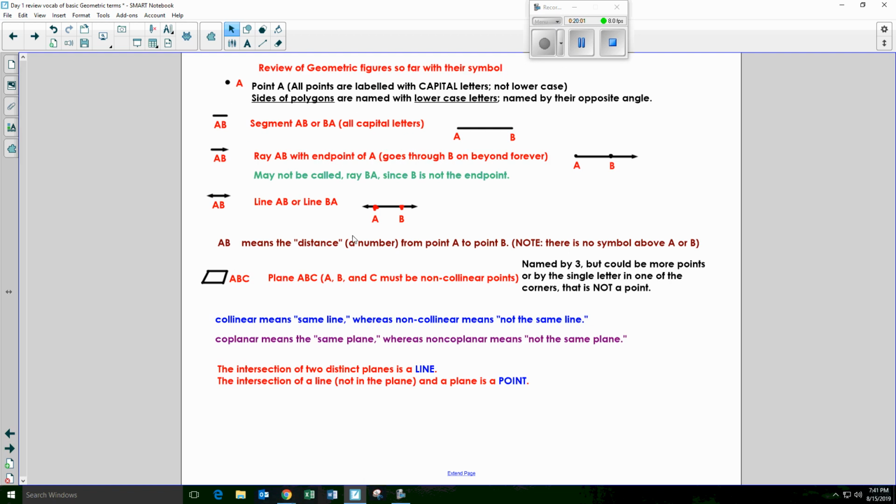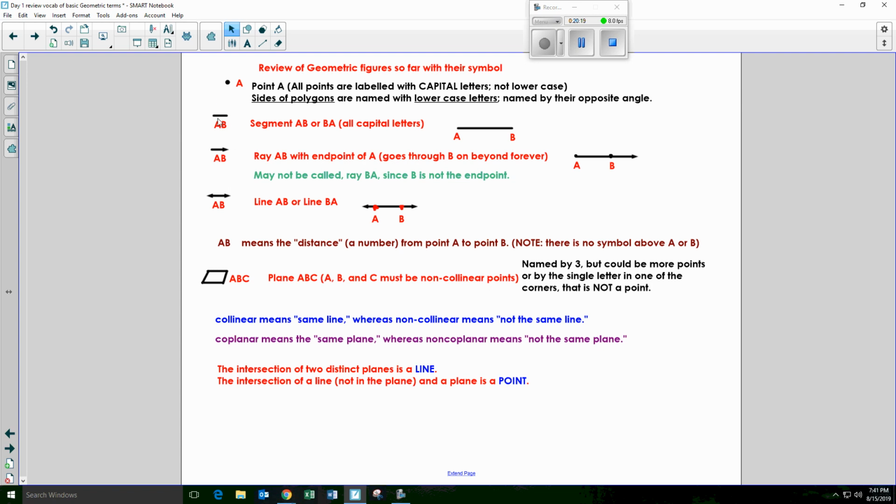All right, so let's review everything we've done so far. Point, name it with a capital letter. Lowercase letters are only used for sides of polygons, or perhaps naming a line if it's got a little lowercase letter above or next to the arrow at the end of a line.